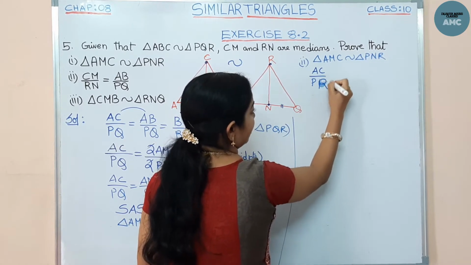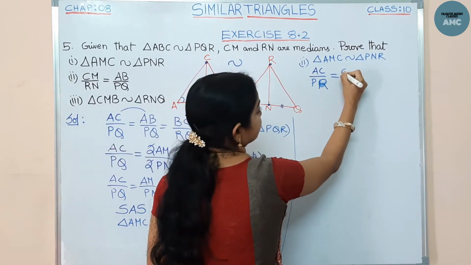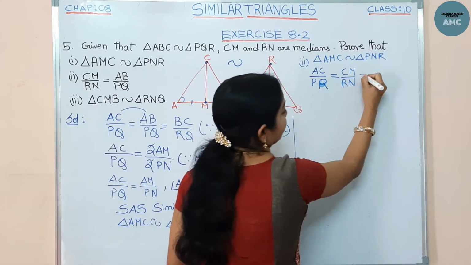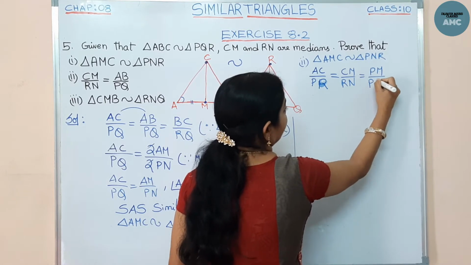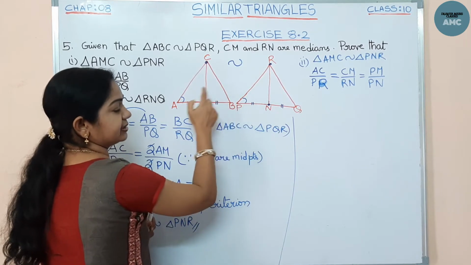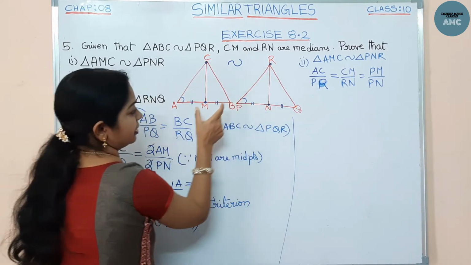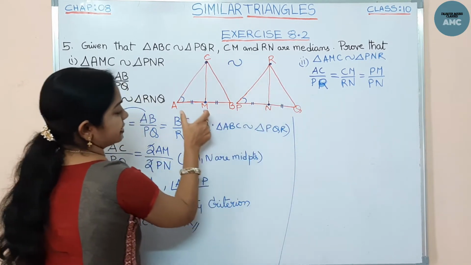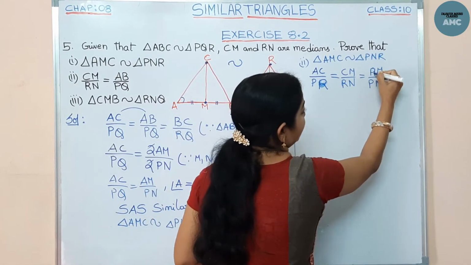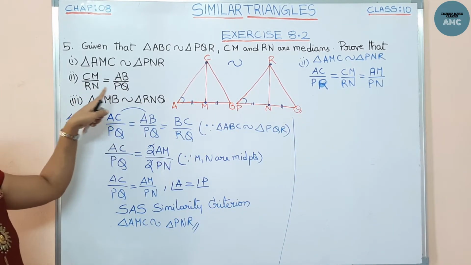Sorry, this is PR equals to here these two sides, CM by RN, and the third one AM by PN. What I did, we have proved that these two small triangles are similar in the first part. So I have equated the corresponding sides AC by PQ, CM by RN, and AM by PN. Here this is AM, not PM. So what we need to prove is CM by RN and AB by PQ.